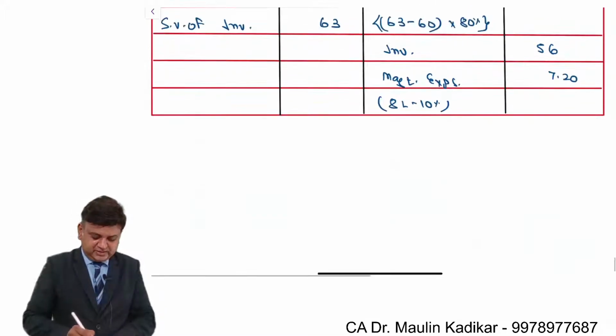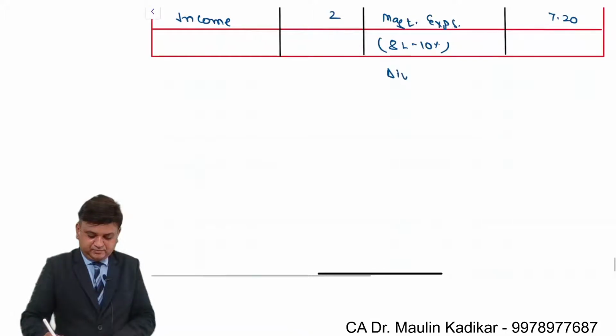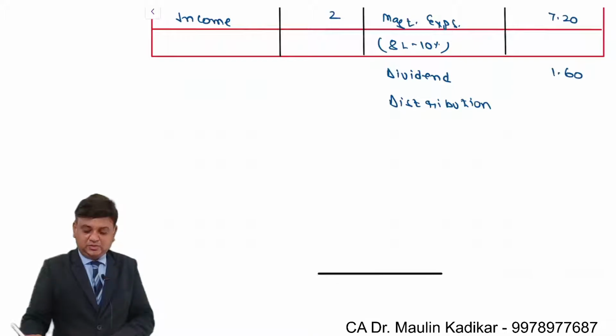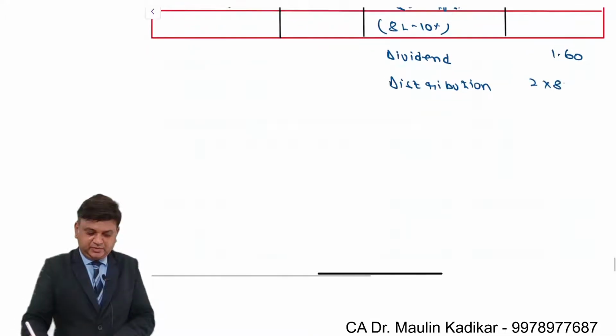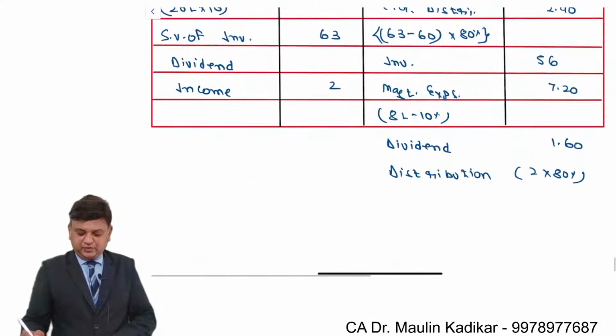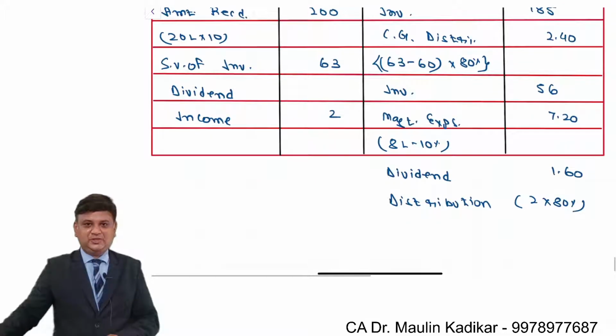Dividend income of 2 lakhs. And dividend distribution is again 80 percent. That is 1 lakh 60,000. It is 2 lakhs into 80 percent. Market value of the portfolio will not come over here. This is the way we are required to compute the closing balance. So please tell me the closing balance.